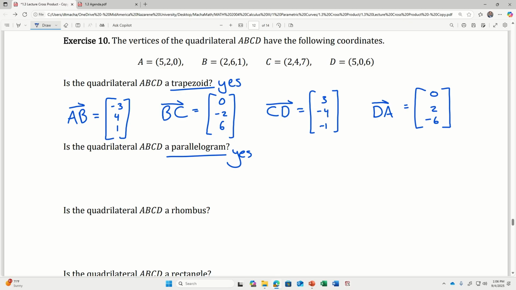Since it's a parallelogram, that means I could find the area of this parallelogram just by taking the cross product of these 2 vectors and then taking their norm, right? The norm of the cross product is the area of the parallelogram.